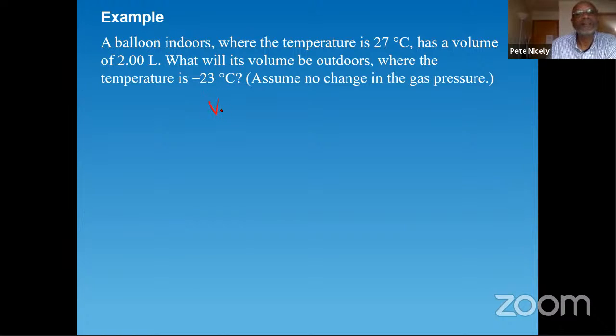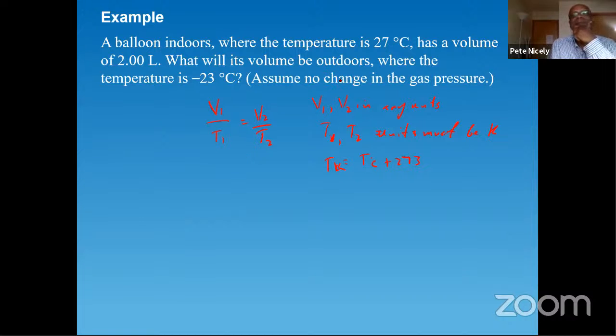the law would be this: V1 over T1 is equal to V2 over T2, all right? Now, V1 and V2 can be in any units, as long as the units are the same, all right? But T1 and T2 must be in Kelvin. Very important. And to convert from Celsius to Kelvin, all we have to do is add 273 to the value in Celsius to get the Kelvin value, all right?